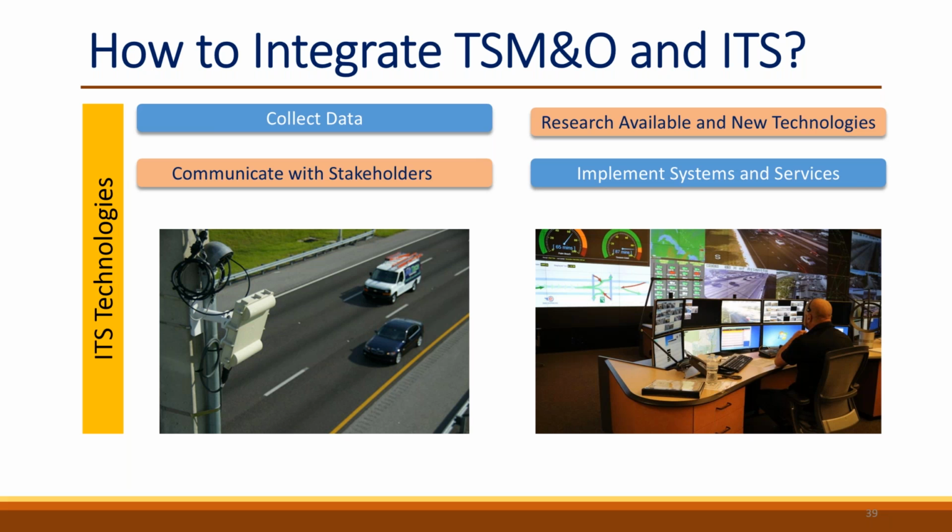So how do we integrate TSMO and ITS? In the first couple of slides, I talked about the three divisions: traffic operations, ITS, and TSMO. ITS focuses primarily on the technology, while TSMO focuses on the processes and procedures. Although not every TSMO strategy requires ITS, it's fair to say that ITS plays a major role or is a major component of several TSMO strategies. So how do we do it? We collect data, we research available and new technologies that are out there, and then communicate with the stakeholders, and then find a way to integrate the ITS technologies with the TSMO strategy in order to implement the strategy.